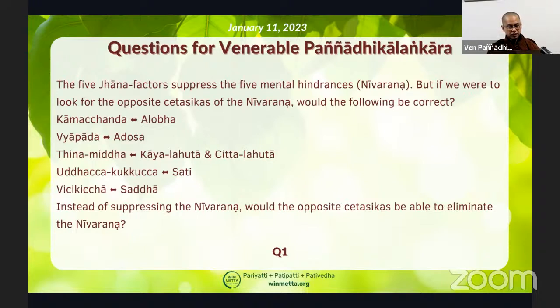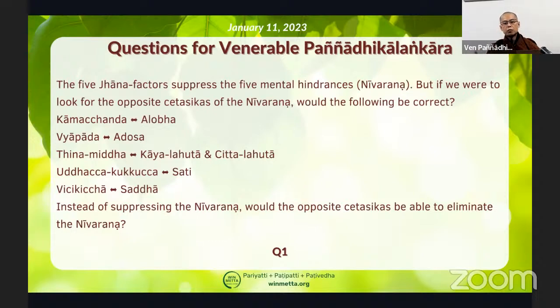And thina-middha, in this case, the opposite is given as kaya lahuta and citta lahuta. But actually, it's not kaya lahuta and citta lahuta. The opposite of thina-middha is mentioned as aloka sanna, aloka nimitta sanna, the perception of light. So not kaya lahuta and citta lahuta. The aloka sanna is identified as the opposite of thina-middha, other than vitakka.